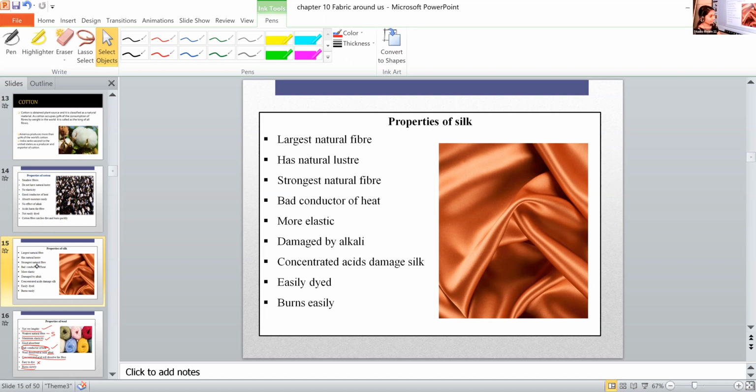Very good. Silkworm. Silk is obtained from silkworm. Very good. That's the answer I want. Okay, so that is called sericulture, the cultivation of silk.